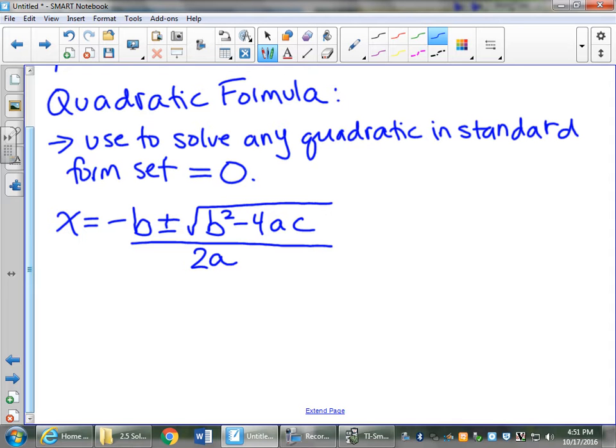That's the formula. So you're going to be subbing in the a, b, and c from standard form into this formula, and that will tell you what x equals. It'll tell you your roots, your solutions, your zeros.